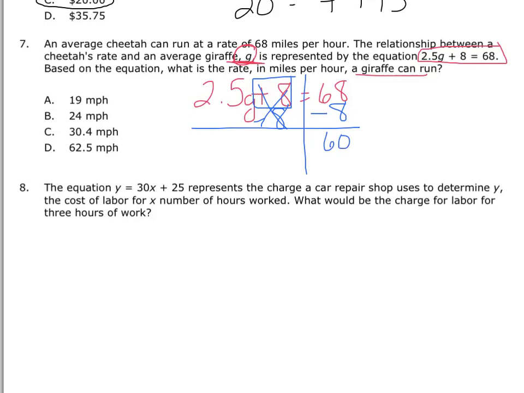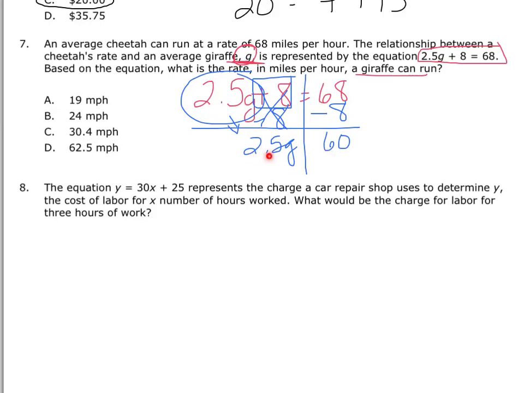Then I didn't do anything with this 2.5G yet, so I just bring it down, 2.5G. So now I need to get rid of the 2.5 that's right next to the G, because I need all the numbers on the other side.